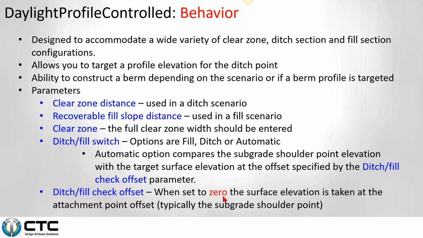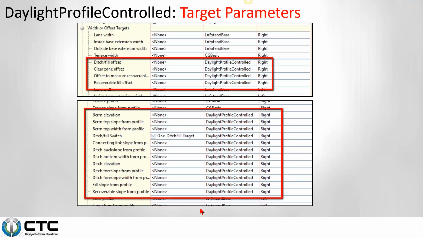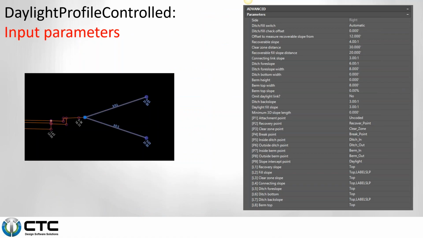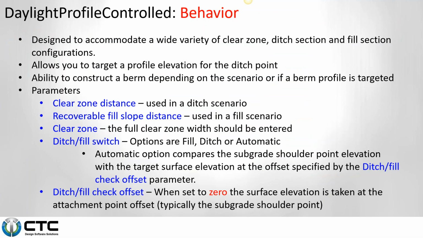If this parameter is set to 0, the surface elevation is taken at the attachment point, typically the subgrade shoulder point. So there is my attachment point. And so the ditch fill check offset, set to 0, links it to the attachment point.